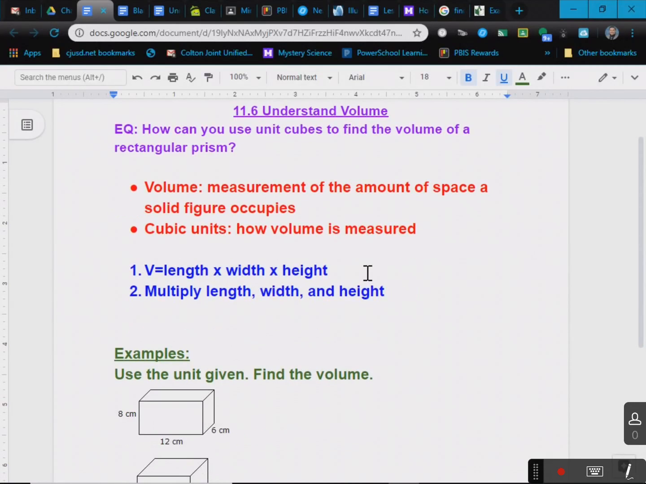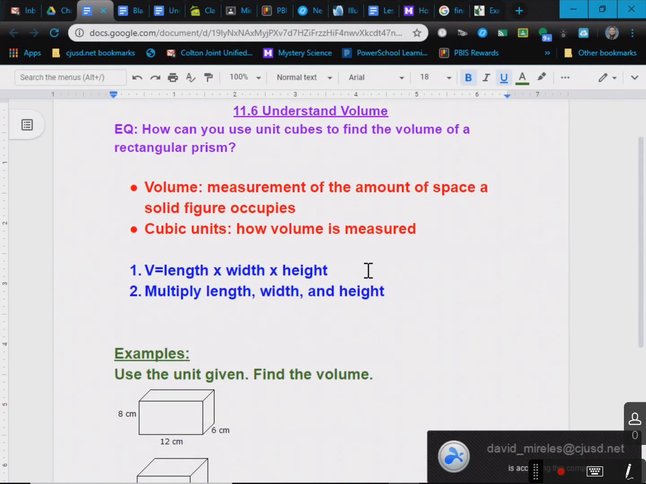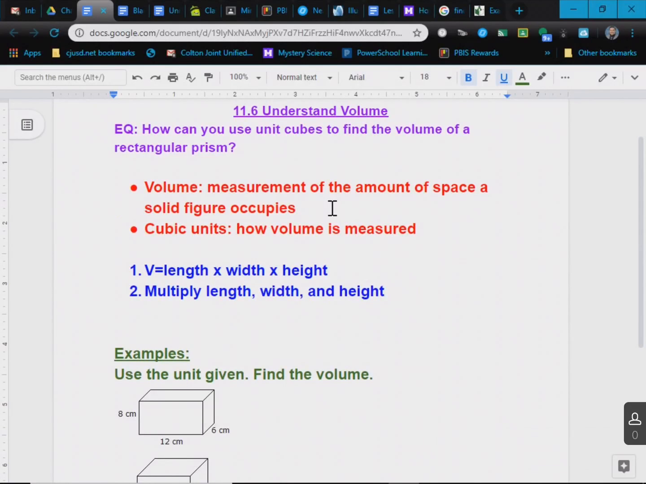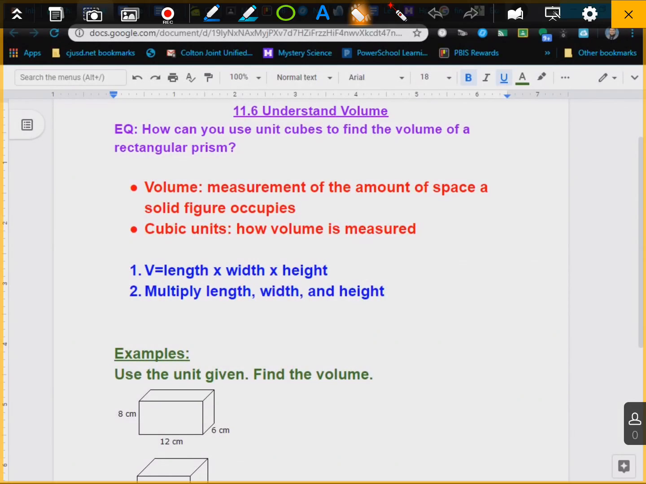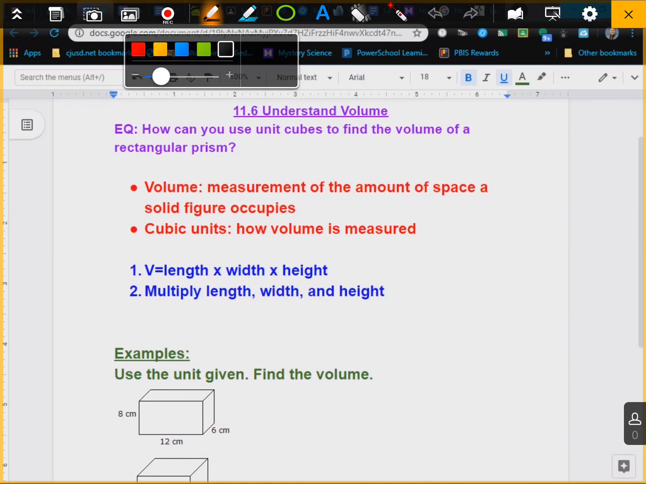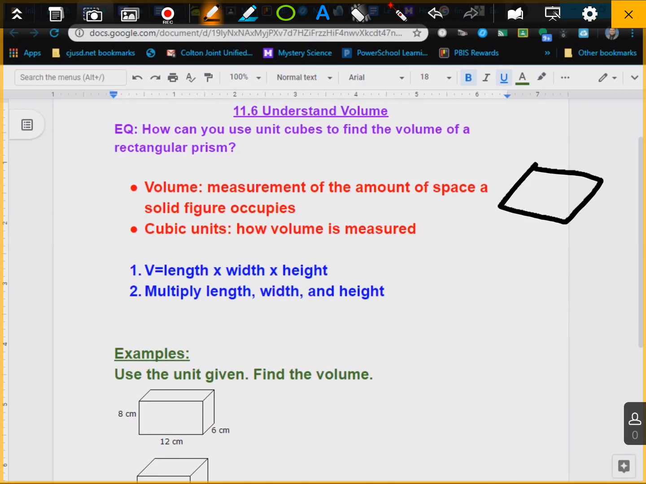So we have some vocab that you need to write down. First is volume. This is the measurement of the amount of space a solid figure occupies. So if I have something like this, okay, well, volume is going to be all the space inside of this rectangular prism. Simple as that. And it's measured in cubic units. So make sure you write that down.